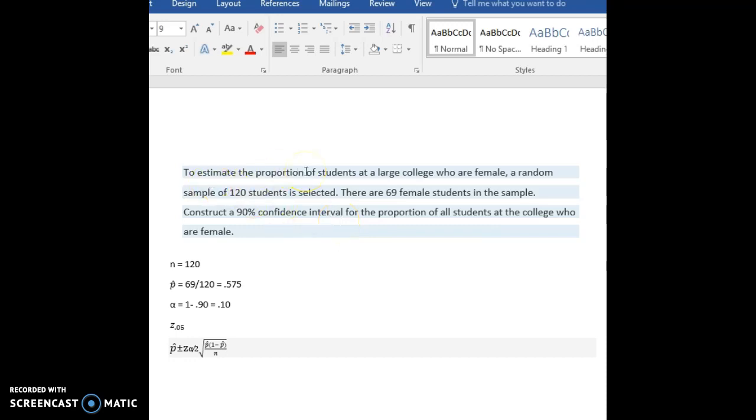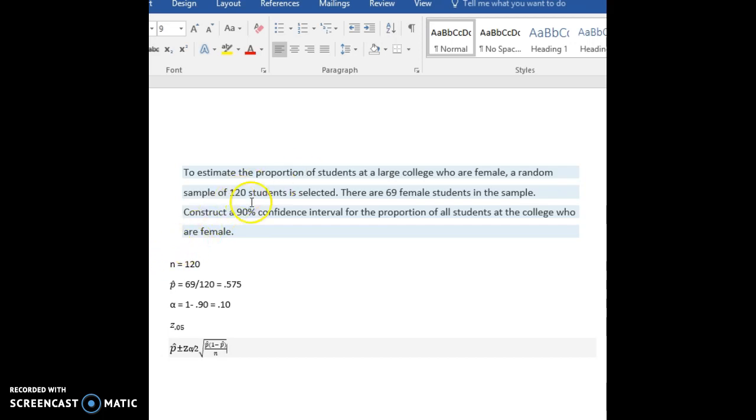To estimate the proportion of students at a large college who are female, a random sample of 120 students is selected. There are 69 female students in the sample. We want to construct a 90% confidence interval for the proportion of all students at the college who are female.